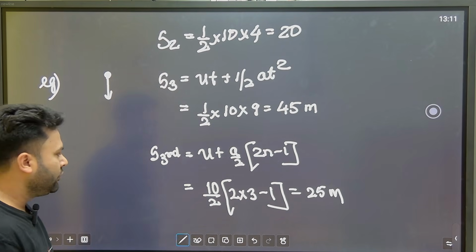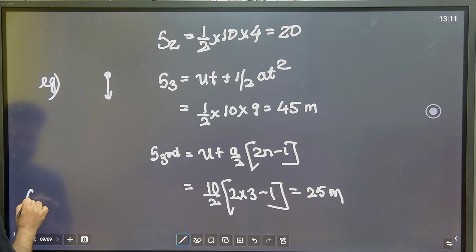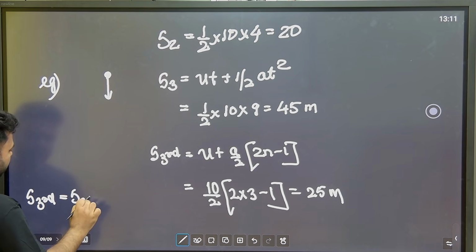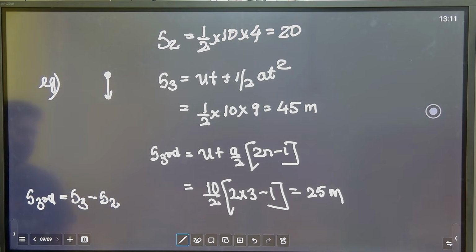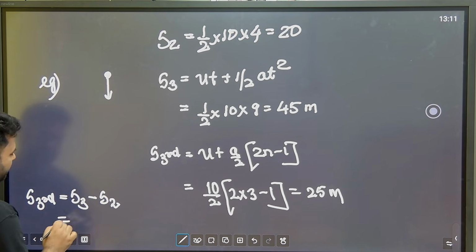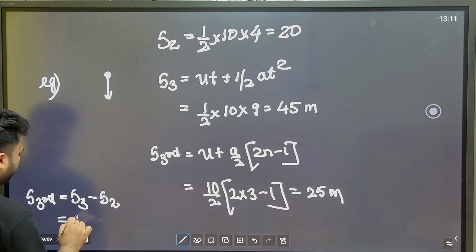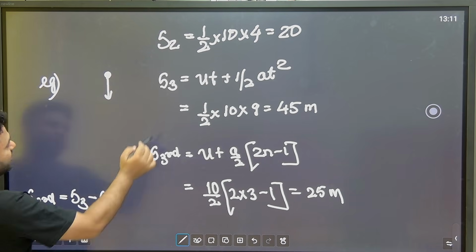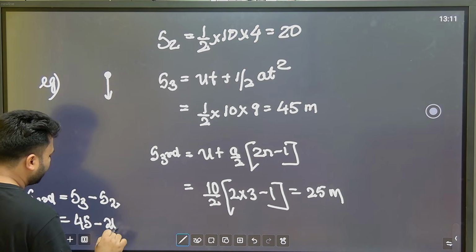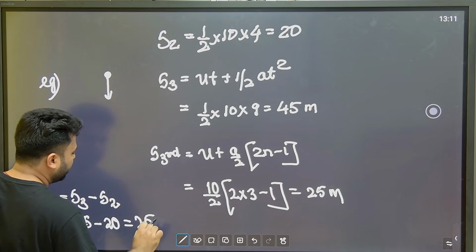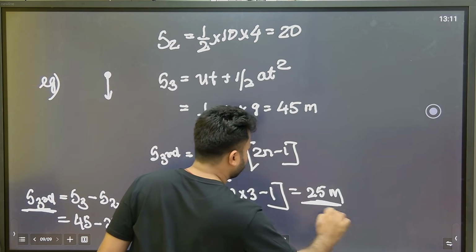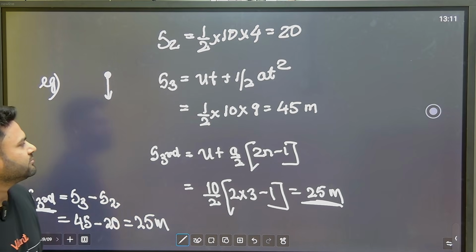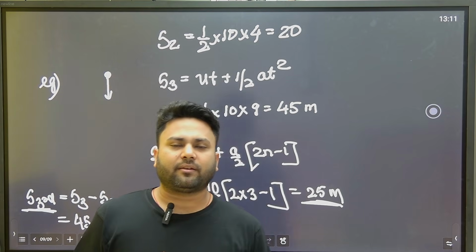Now one thing you can see, the distance covered in third second is distance covered in 3 seconds minus distance covered in just previous, 3 minus 1, that is 2 seconds. You can see distance covered in 3 seconds is how much? 45. Minus distance covered in 2 seconds is how much? 20. So 45 minus 20 is 25 meter, which is the distance covered in third second. 25 meter. See. So this needs to be clear. Okay.